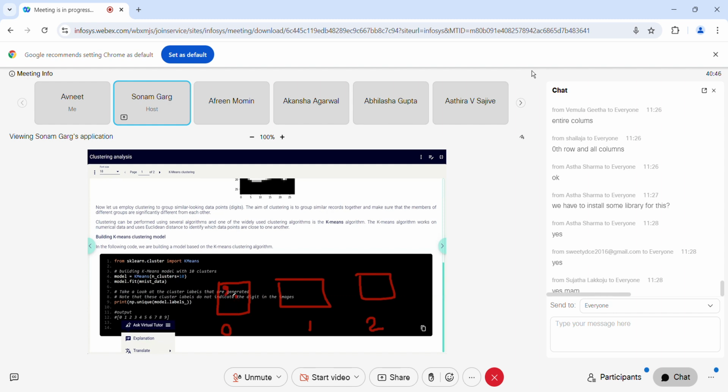Maybe this 0 cluster contains all the nines. Maybe this 1 cluster contains 1, might be. Maybe this cluster 2 contains 4, we don't know. These are just the labels, okay?